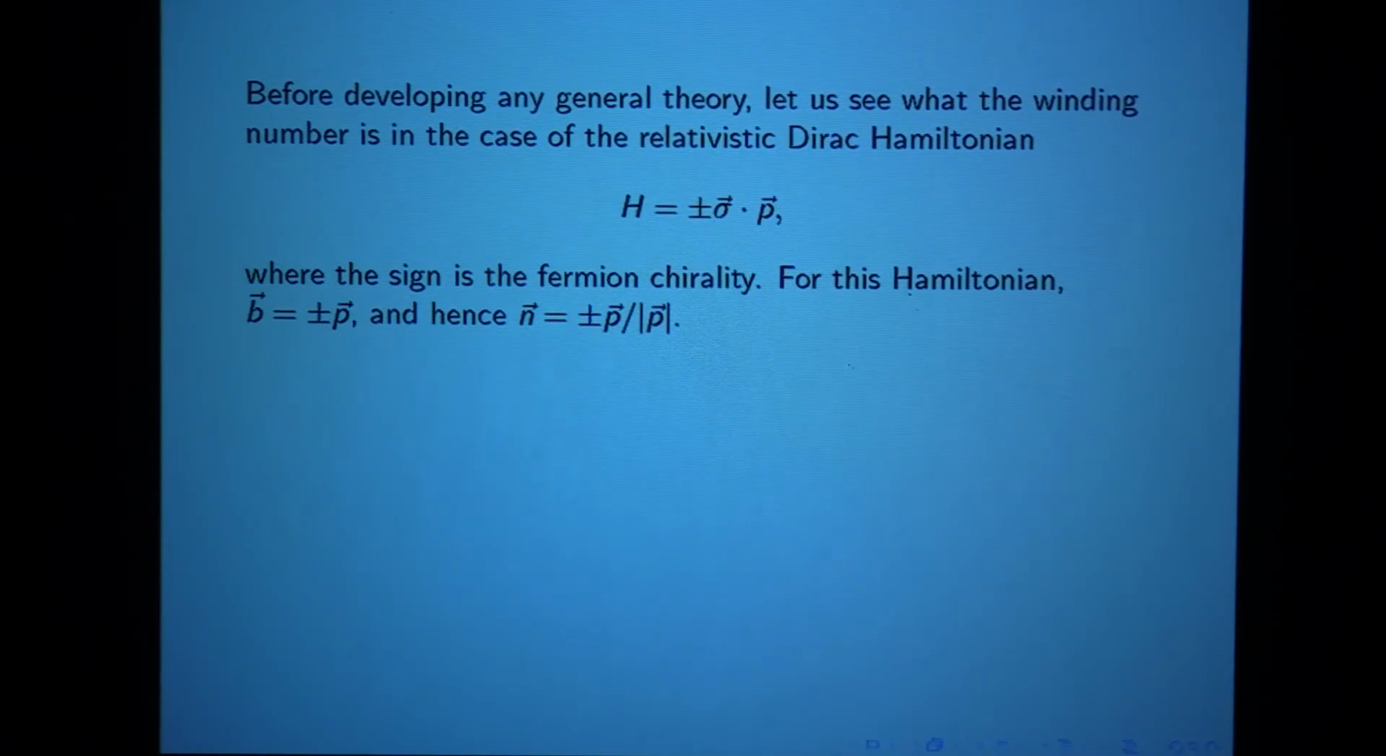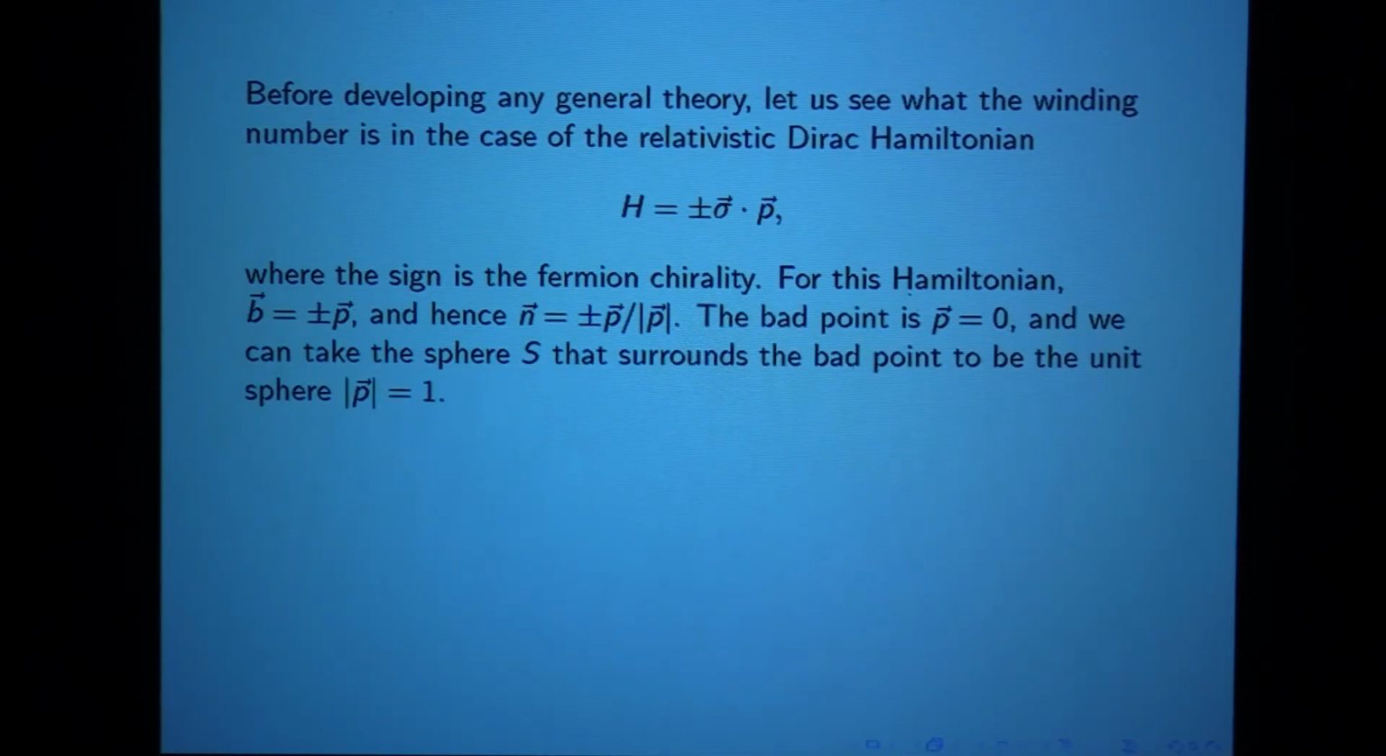For this Hamiltonian, what I call B of P is simply P itself. So n, which is a unit vector in the B direction, is just P divided by its absolute value. The bad point for this Hamiltonian, where the bands are degenerate, is the point where P is 0. And we can take the sphere that surrounds the bad point to be the unit sphere where the absolute value of P is 1. And if P is 1 in absolute value, then n is simply plus or minus P. So the map from the sphere S around the bad point to the n sphere is just that n is plus or minus P.